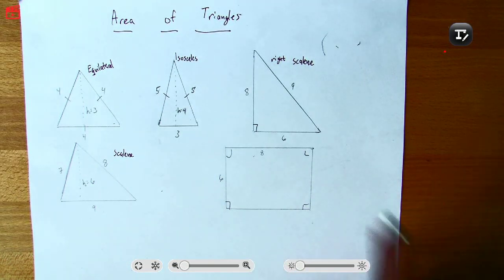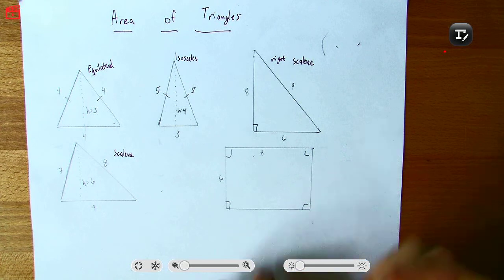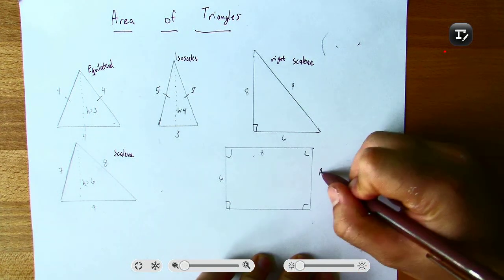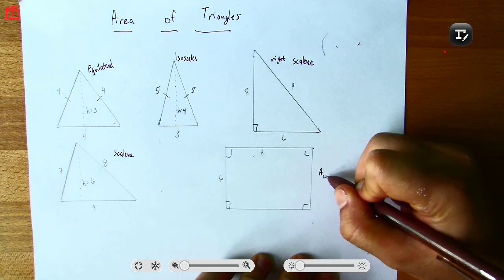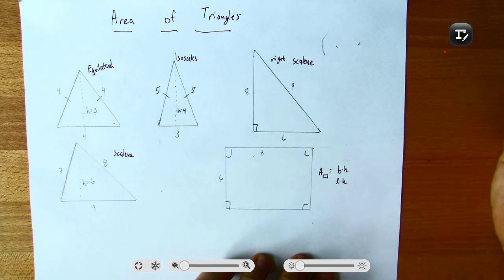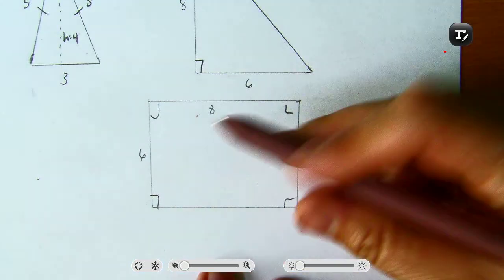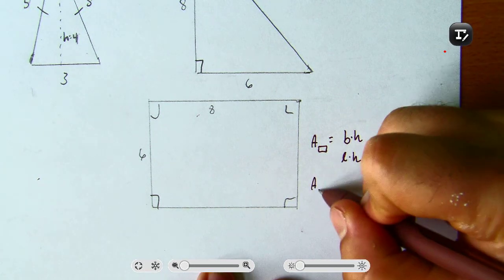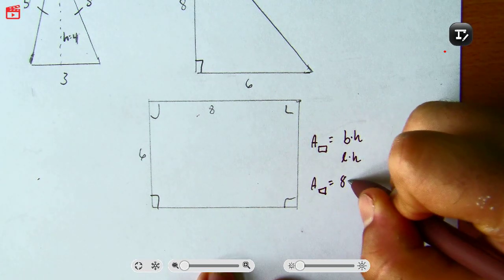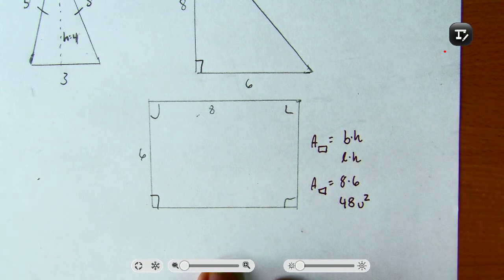Now, the reason I have a rectangle on here is that in order to understand how to find the area of a triangle, you got to understand how to find the area of a rectangle. As we talked about in my last video, area of a rectangle is base times height or length times width, either way, depending on how you want to think about it. If I were to take the area of this rectangle, that area would be 8 times 6, which would be 48 square units.